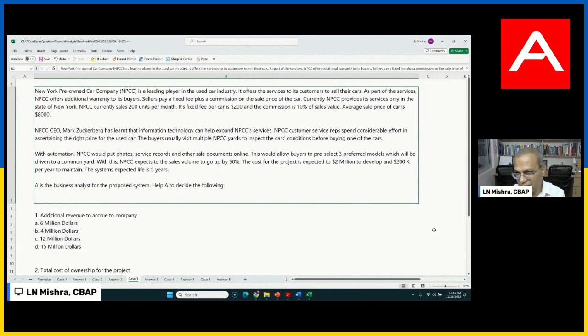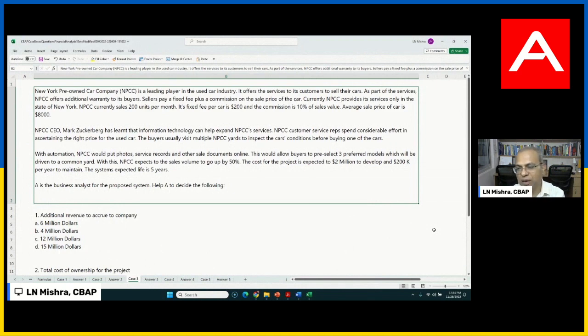And it's, of course, right now present in only one state, and they're trying to expand their business. They're currently doing 200 sales per month, and the fixed fee per car is $200 with a commission of 10%, and they are selling each car at an average price of $8,000.